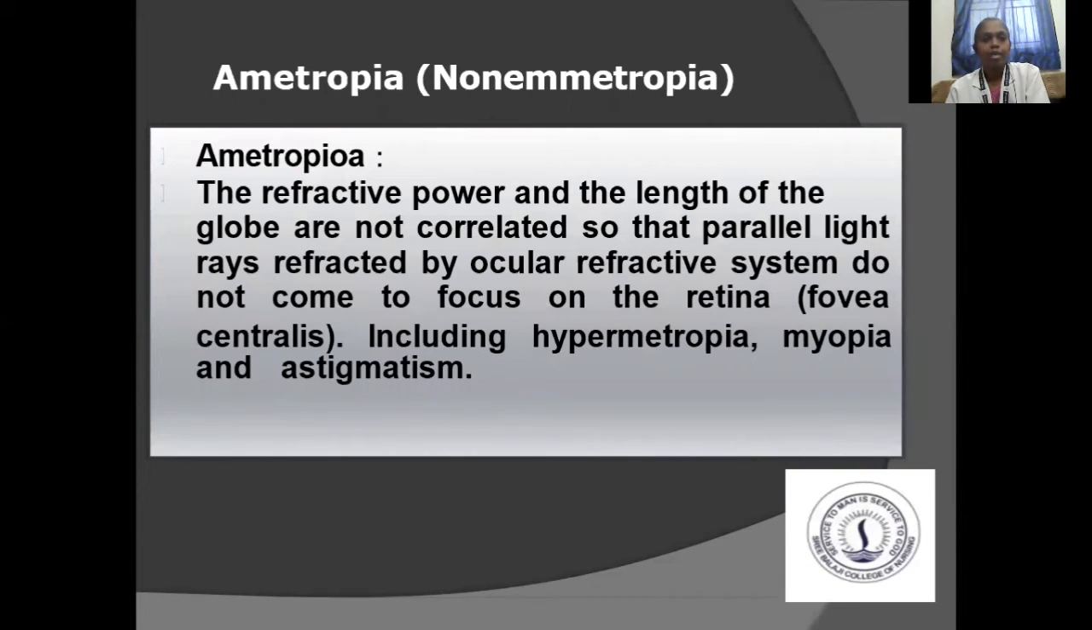Then the next one is ametropia, or non-emmetropia. Ametropia means the refractive power and the length of the globe are not correlated, so that parallel light rays refracted by the ocular refractive system do not come to focus on the retina. It will end up in hypermetropia, myopia, or astigmatism.